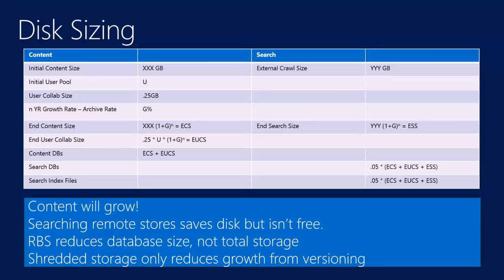Lastly, shredded storage, a new feature in 2013. Shredded storage reduces the growth rate of content from versions. In classic 2010 and earlier versions, every time I save a version of a document, the full version of the document gets saved. In 2013, shredded storage, which is on by default, will try to just save the part of the file that's changed. So if I have a 100 gigabyte content database and I edit all of the documents in there, it may only grow to 110 or 120.